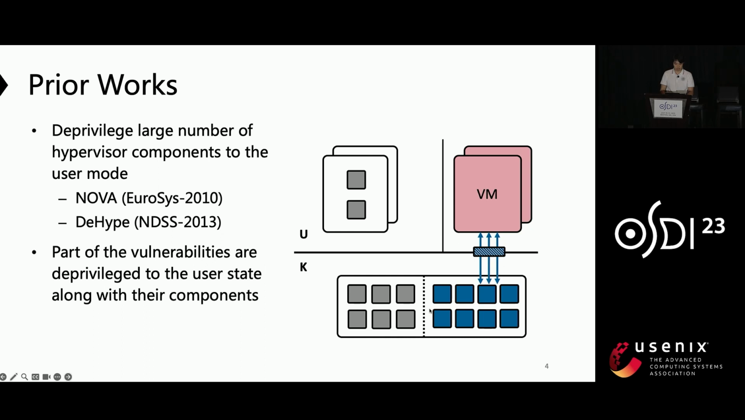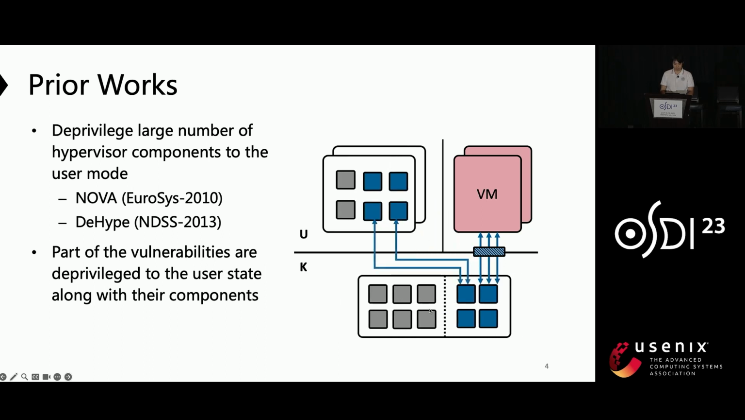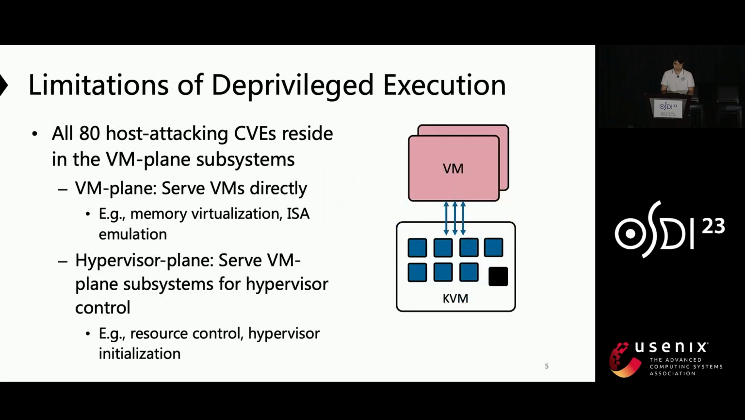Prior works have tried to deprivilege the in-kernel hypervisor components to eliminate the CVEs, like Nova and DHype, so that the vulnerabilities can be deprivileged to the user mode along with their components. However, prior works cannot eliminate all the in-kernel CVEs. To find out why, we identified all the components the KVM CVEs are located, and further divide them into VM plane and hypervisor plane.